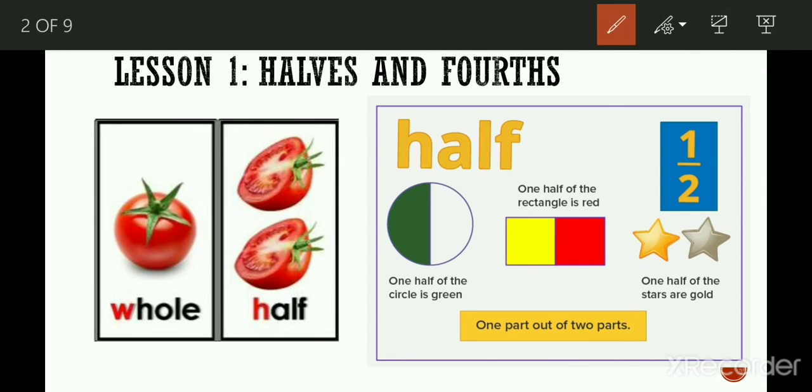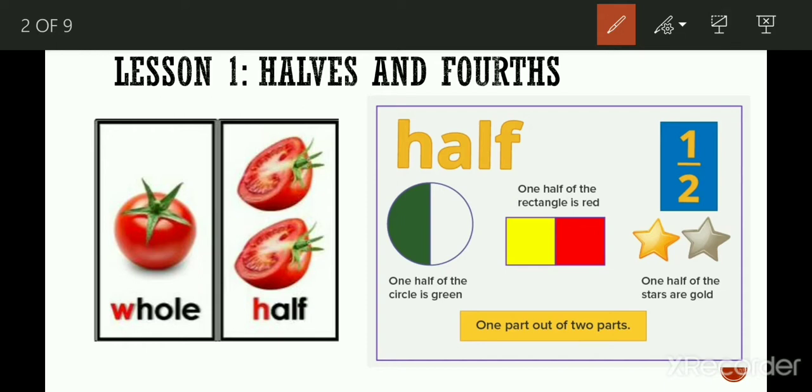First lesson is halves and fourths. Halves means 1 upon 2 and fourth means 1 upon 4. How? Let me explain. When we divide a whole into equal parts or fair shares, we call each part a fraction. Yes, when we divide a whole into equal parts, we call each part a fraction.